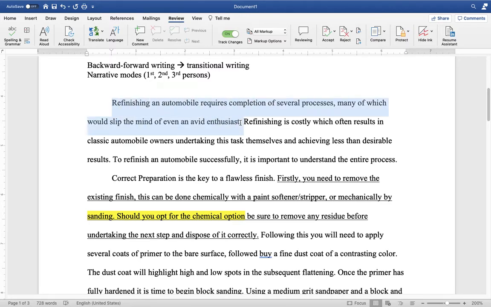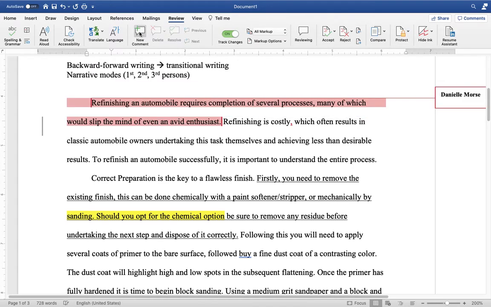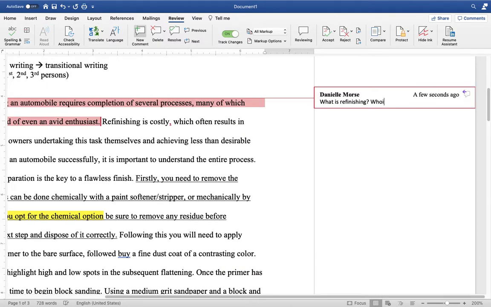Grammatically, this first sentence I think is fine. Refinishing is costly. A comma always goes before which. But before I move on, I am going to make that comment here. So if I say, what is refinishing? Who is your audience? How can you bring in the human dimension in your intro?